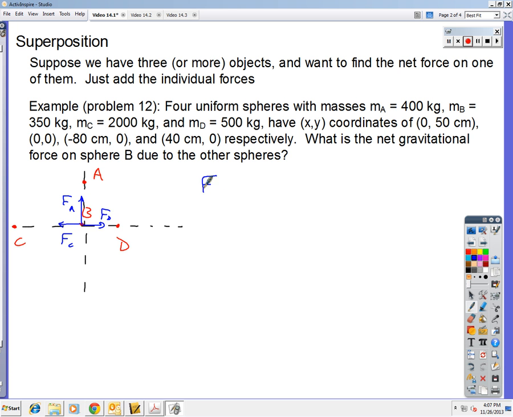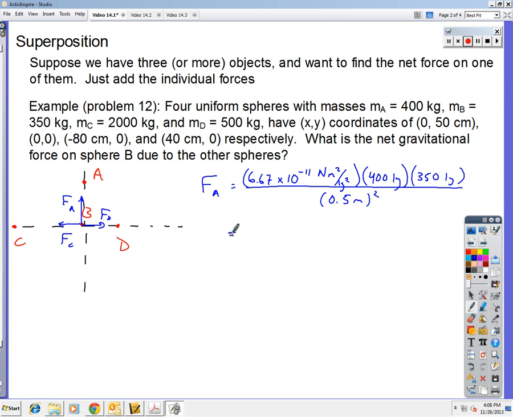So FA equals G, which is 6.67 times 10 to the negative 11 newton meters squared per kilogram squared, times the mass of A, which is 400 kilograms, times the mass of B, because it's an interaction between A and B, which is 350 kilograms, and the distance between them is only half a meter. We square that. If you put this in your calculator, you get 3.74 times 10 to the negative fifth newtons. Notice gravity is very, very weak.